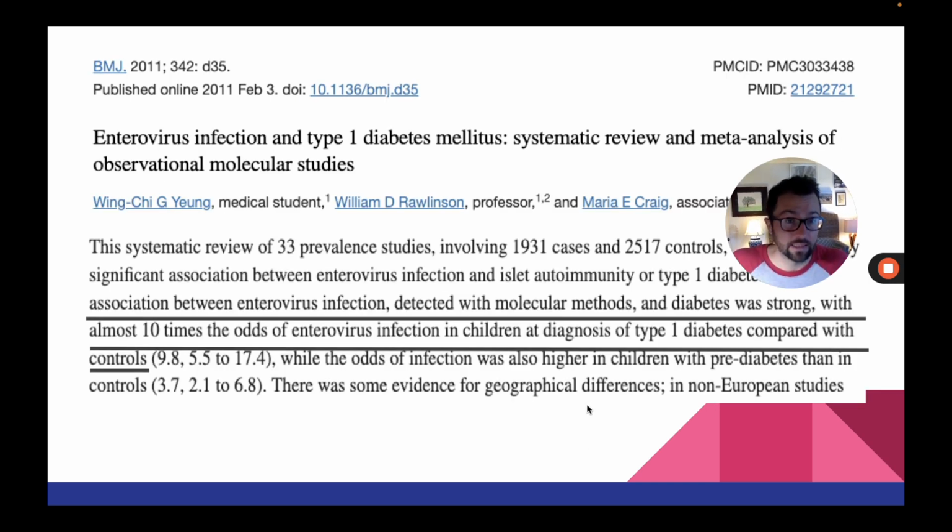Enterovirus tends to be the most prevalent in diabetics, particularly type 1 diabetics. So you can see here in this paper, they found that there was an association between the development of diabetes and enterovirus infection, and that the connection was strong, with almost 10 times the odds of having an enterovirus infection for those diagnosed with type 1. So if you have type 1 diabetes, the chances of you having an enterovirus in your body is 10 times greater than if you did not have type 1 diabetes.